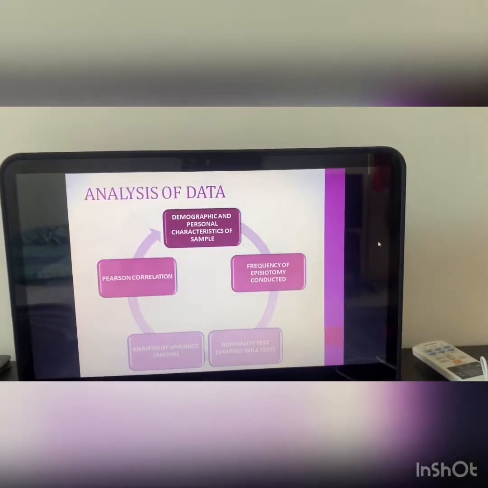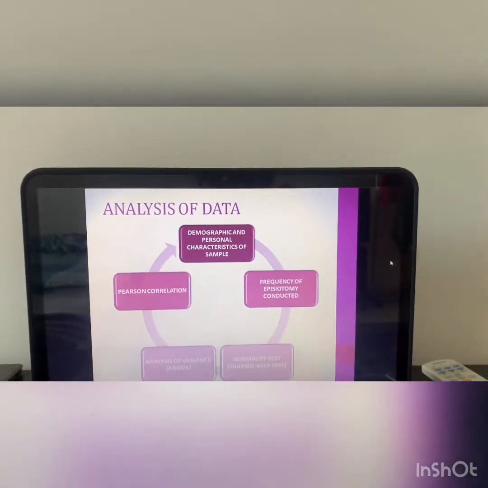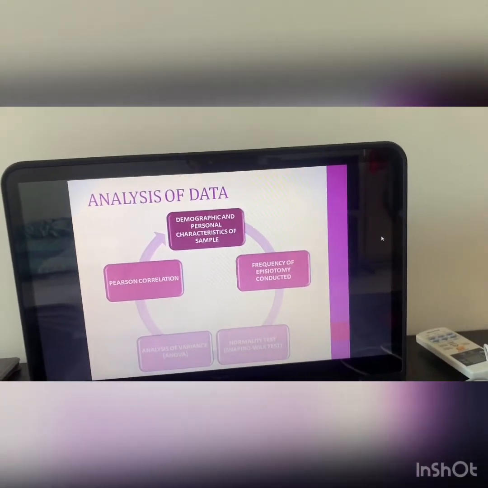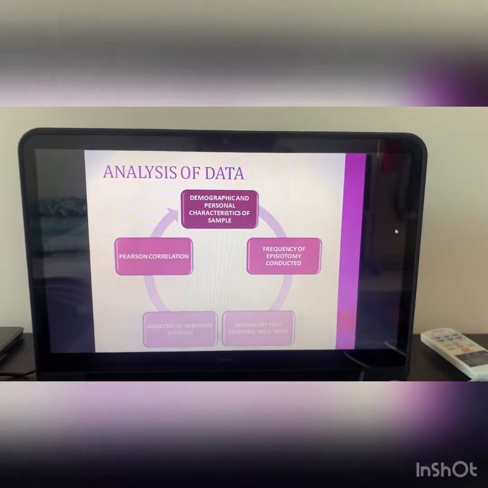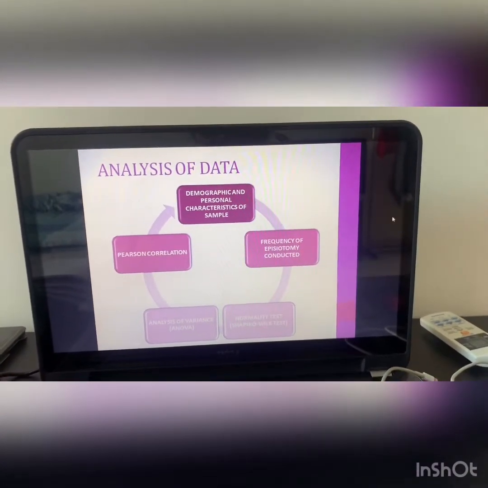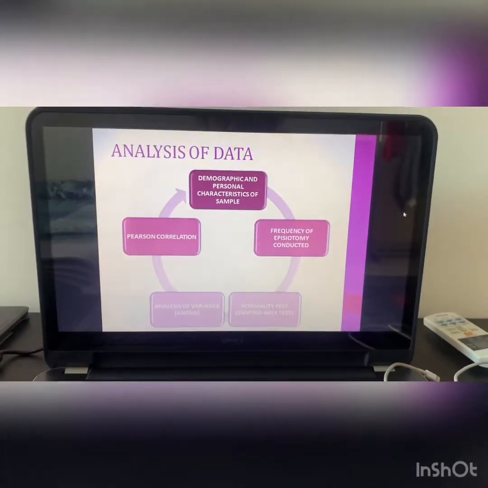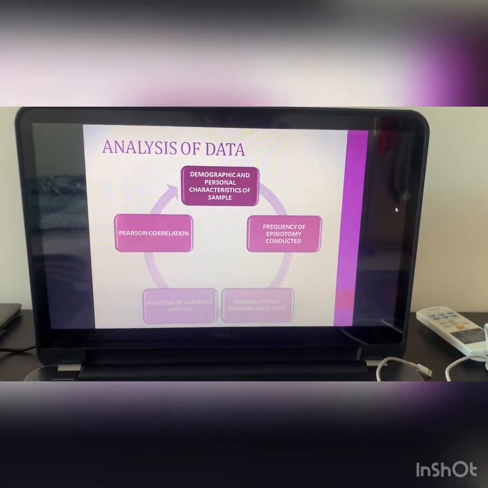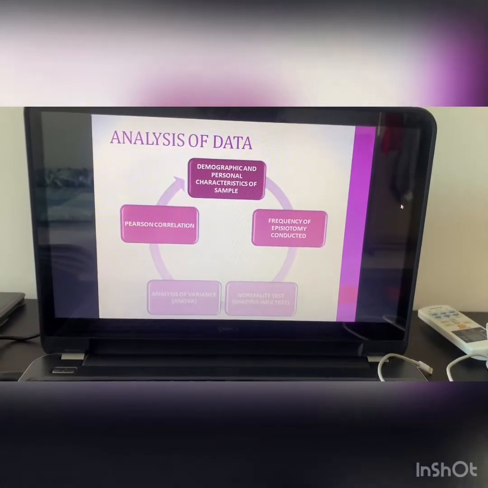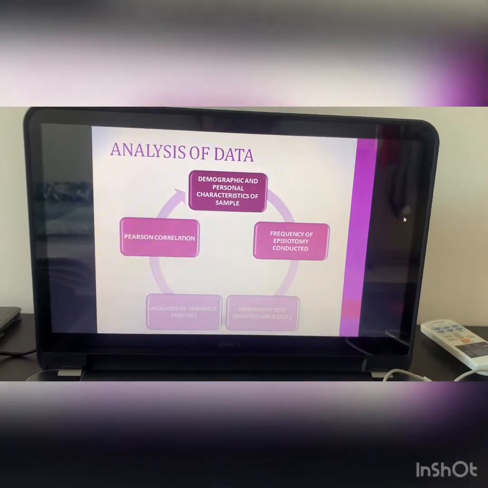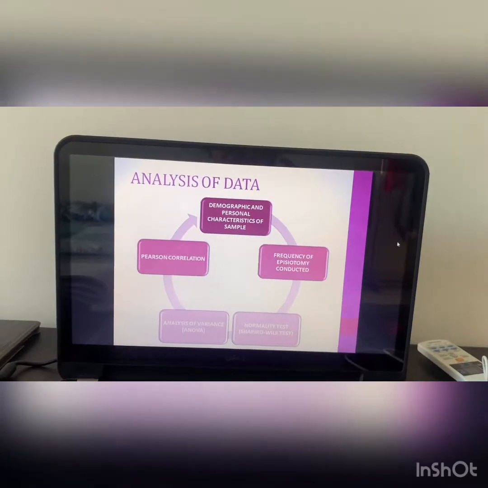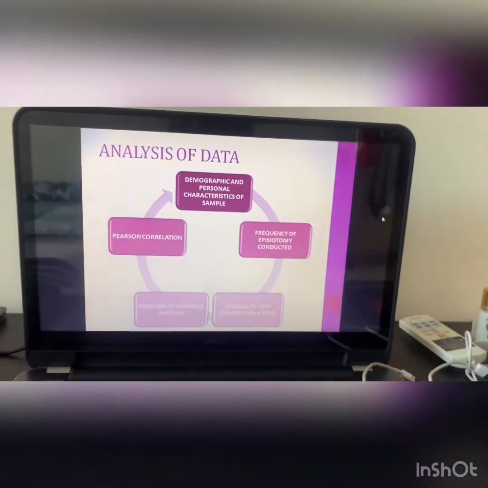As for analysis of data, I planned to use Microsoft Excel version 2010 and also SPSS and also SAS Studio Edition 9.4. So basically there's a five analysis method that we'll be using. First, demographic and personal characteristic of sample, frequency of episiotomy conducted, and normality test, analysis of variance, ANOVA, and also Pearson correlation.